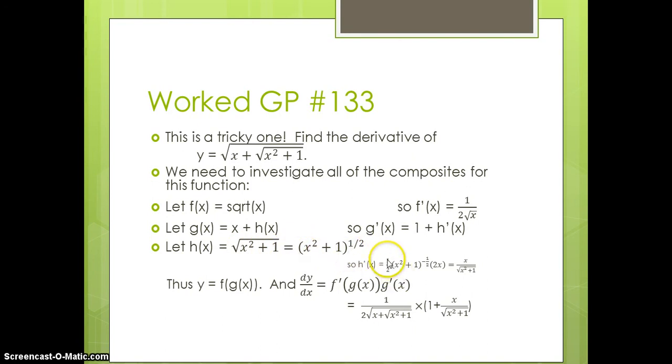So the derivative will be 1/2 x squared plus 1 to the negative 1/2. And then it has an inside function of x squared plus 1. So that derivative will be 2x. When you simplify that, that derivative is x over square root of x squared plus 1.